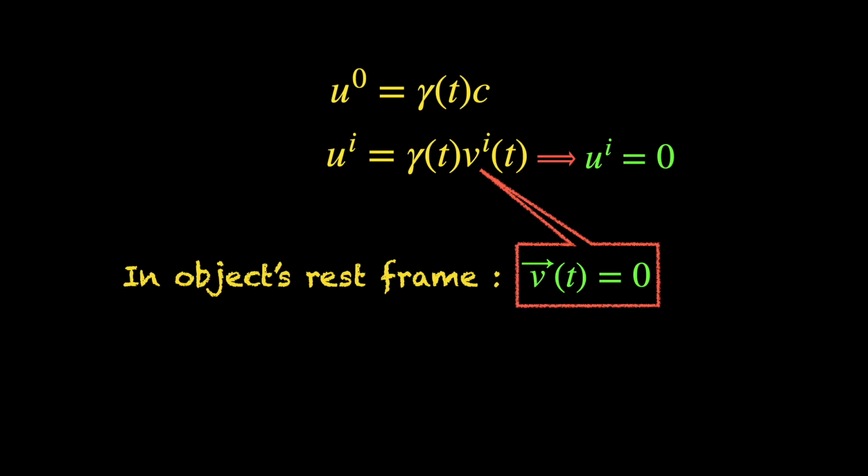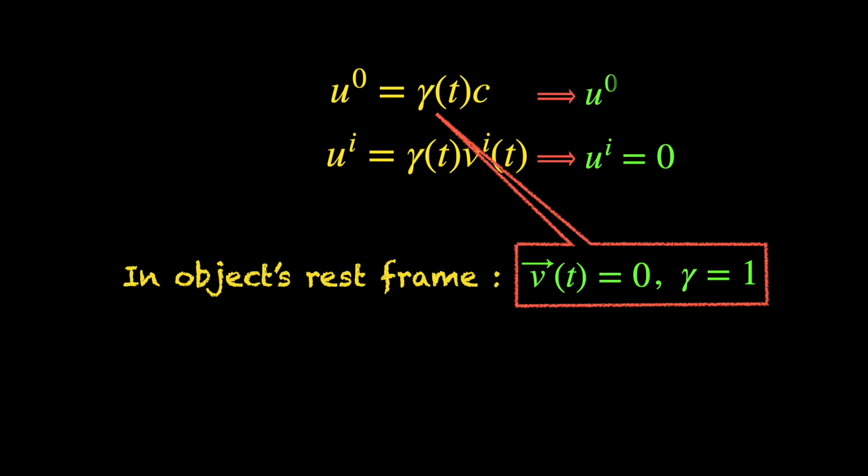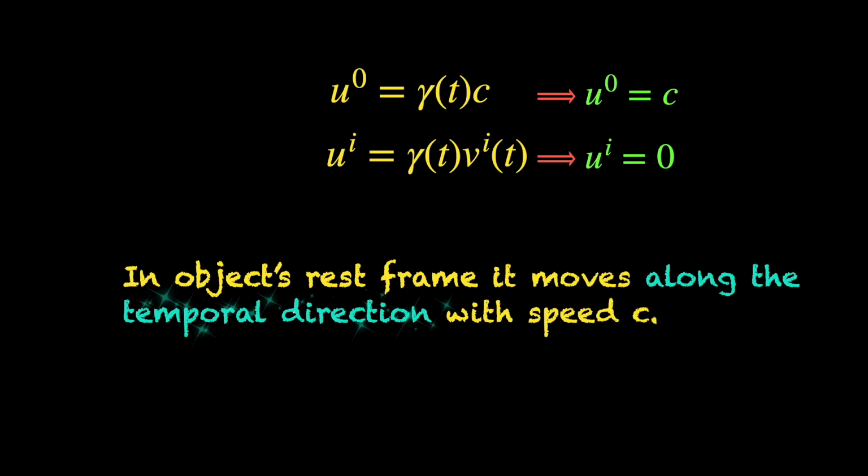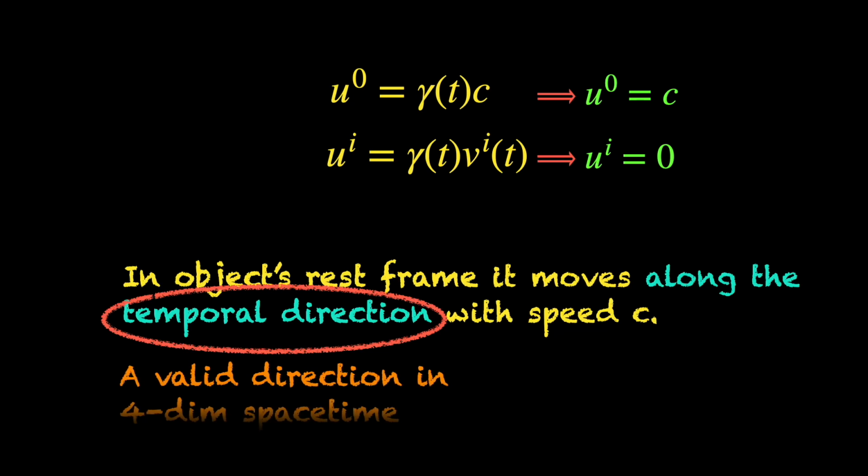But look at the 0th component. For v equals 0, gamma becomes 1, so u0 is just c, the speed of light itself. So this means in the rest frame of the object, it moves along the time direction with the speed of light. Agreed that the time direction is not a direction in space, so motion along it is hard to imagine. But after all, we are talking about the object's motion through the four-dimensional space-time, not through space. And in there, time direction is indeed a valid one.